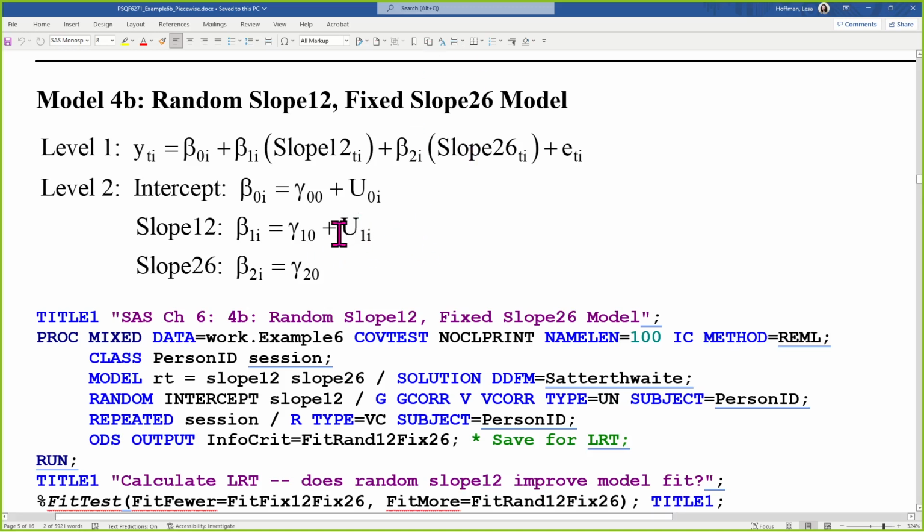But I am testing one random slope at a time, though. I could test both at once, but then if I had an improvement in model fit, I wouldn't know which caused it. That to me is dissatisfying, so I like to focus on one thing at a time. So what is new in my equation that reflects the difference in this model relative to the previous one? The random effect for the slope 12. Yeah, this one right here, U1.